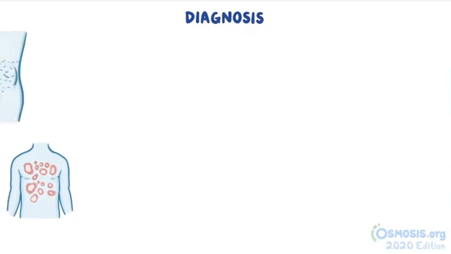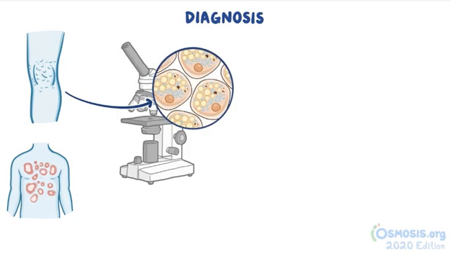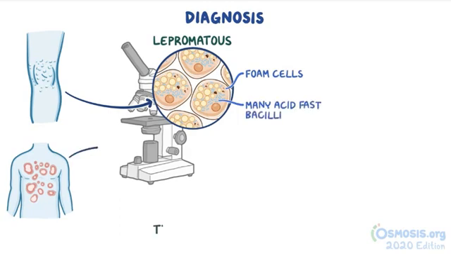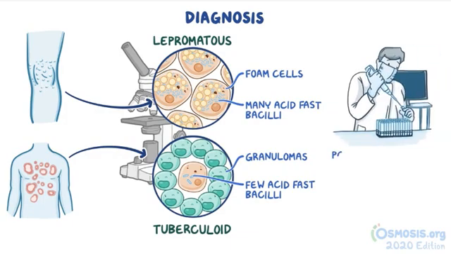Now, diagnosis can be done by identifying Mycobacterium leprae in a skin biopsy of an active lesion, and examining it under a microscope. In the lepromatous form, there are lipid-laden macrophages, called foam cells, containing many acid-fast bacilli. While in the tuberculoid form, there are very few acid-fast bacilli, and granulomas, which are collections of immune cells. Mycobacterium leprae can also be identified through PCR, which directly detects bacterial DNA.